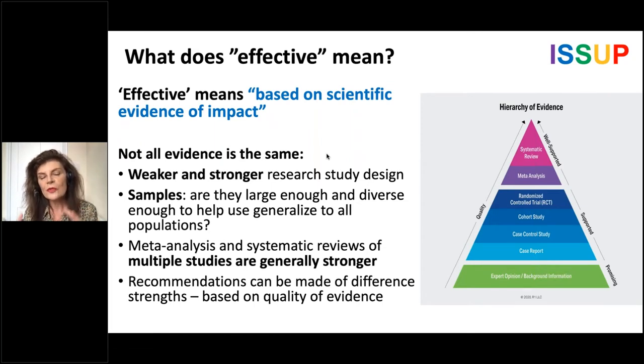So they're taking multiple studies and looking at the findings of those. That kind of evidence tends to be stronger or well supported. But other things we need to consider are the samples that the surveys are looking at. Are they large enough for us to generalize to all populations, or are they restricted to some populations? Taking all this into consideration, we can then make recommendations on the basis of the evidence on what is effective and not effective for drug use disorder treatment. And recommendations can be of different strength based upon the quality of evidence.